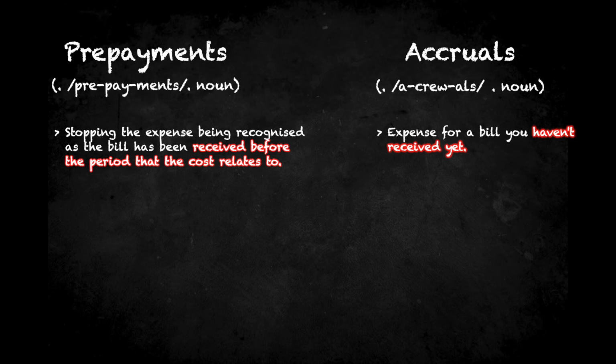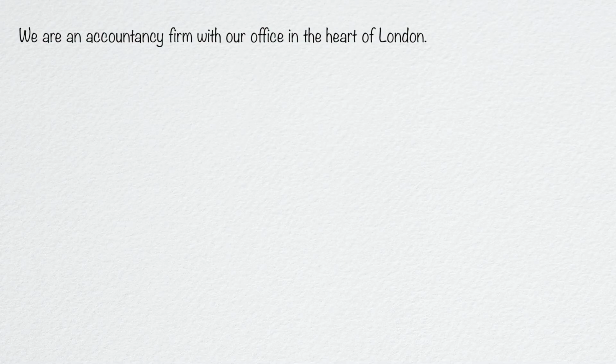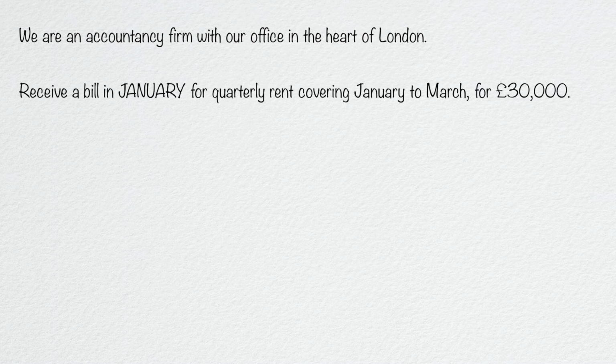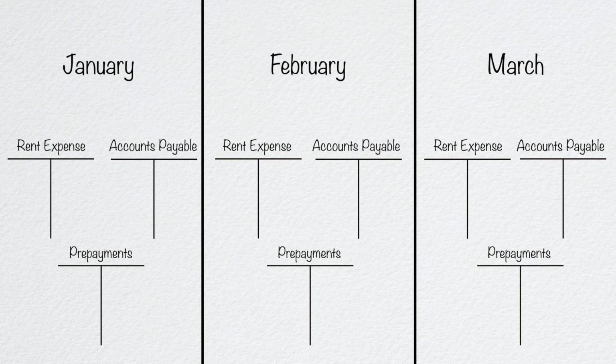Now, that's a lot of words and it may be a bit confusing, so let's do an example to visualise this. We're an accountancy firm and we have our office in the heart of London. We receive a bill in January for our quarterly rent, which covers January, February and March, and this bill is for £30,000. So we post the bill as normal, we debit the rent expense and we credit the accounts payable. But now we've got rent costs for February and March in our January profit and loss, and that can't be right. Here's where our prepayment comes in.